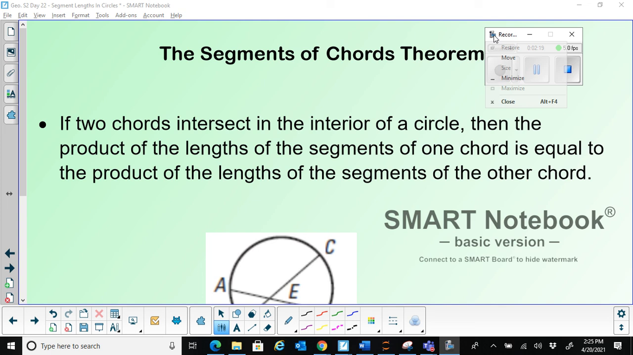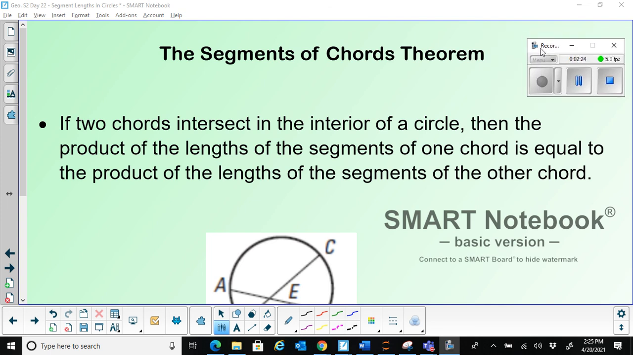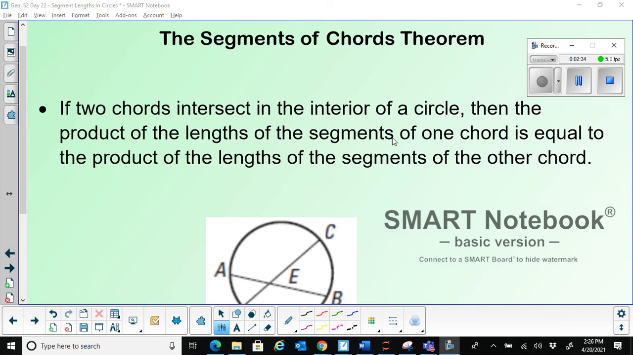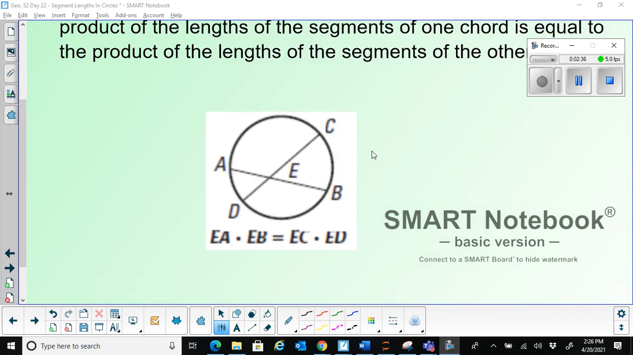We'll see the first theorem based on the segments of the chord. The segments of the chord theorem says that if two chords intersect in the interior of a circle, then the product of the lengths of the segments of one chord is equal to the product of the lengths of the segments of the other chord. We had discussed this in our previous class. I'm reiterating, and then we will see some more problems. So if I have two chords AB and CD, then EC times ED will be equal to EA times EB.